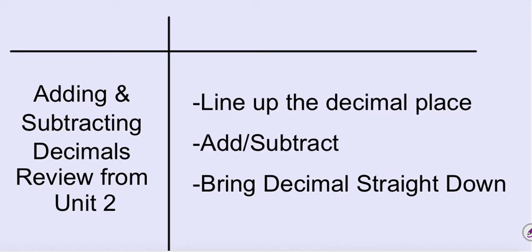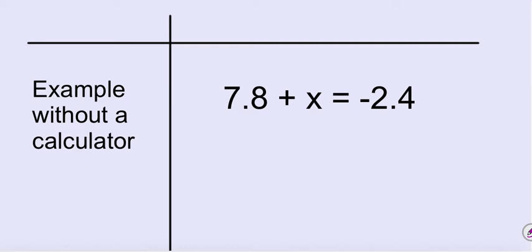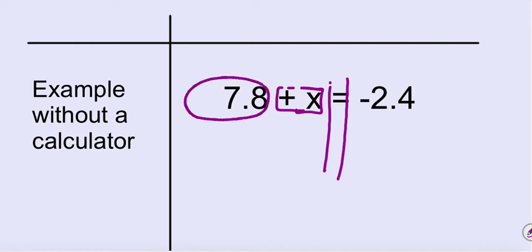Same idea when I'm dealing with rational numbers that are in decimal form. Line up the decimal place, add and subtract the way that it is, and bring the decimals down. If I had to do this problem, I'm still going to follow step 1. Step 1 is to draw my railroad tracks. Step 2, what am I solving for? What am I solving for and what is bothering it? In this case, I'm solving for the x, and this 7.8 is bothering it. Notice that I did not take the positive sign here because that goes with the x.